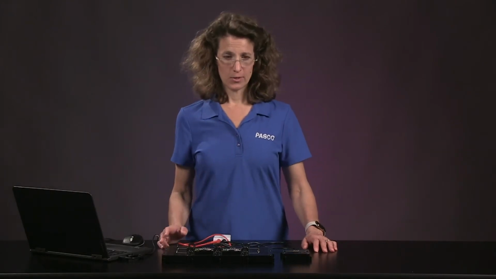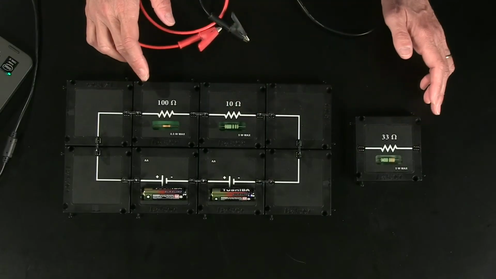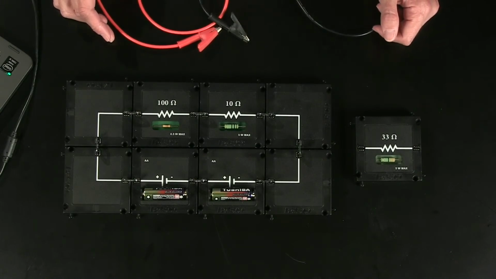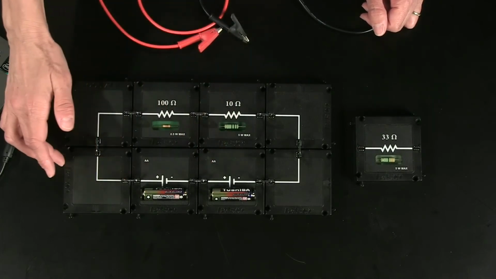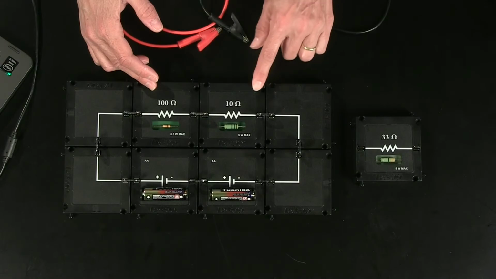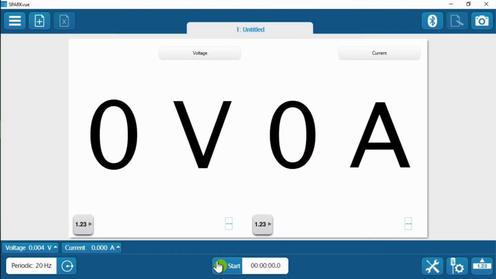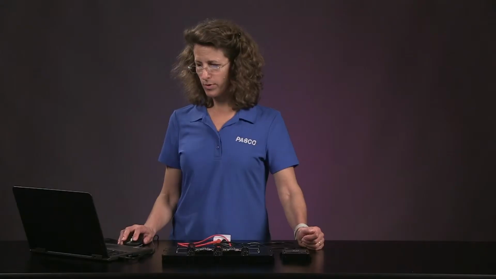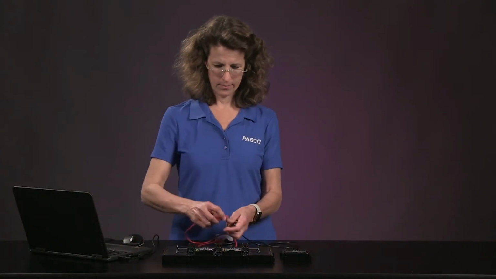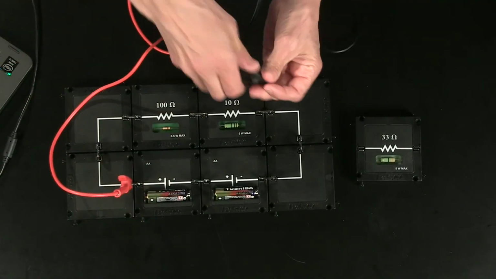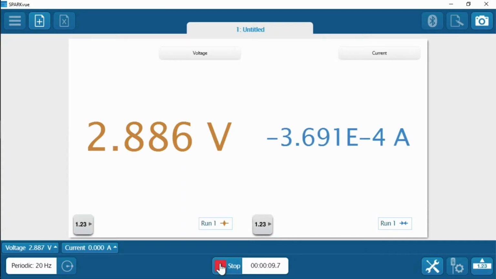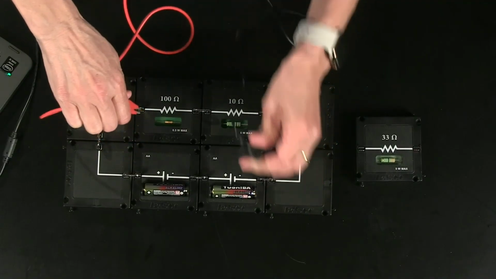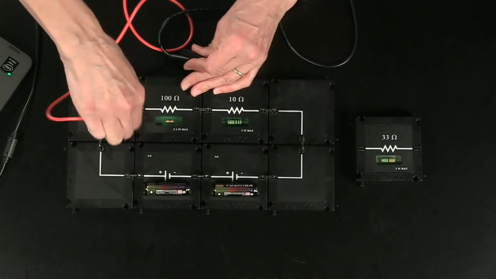For Part 2, students will use the 10, 33, and 100 ohm resistor modules to construct voltage divider circuits using 2 resistors at a time. We will connect the 2 batteries in series with the 100 ohm and 10 ohm resistors. We'll use the SparkView experiment file that we used in the previous section. We'll measure the input voltage across the batteries and record that on our paper, and then we'll measure the output voltage across resistor R2.